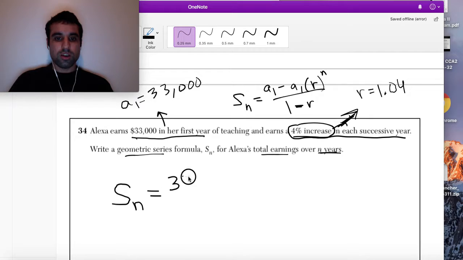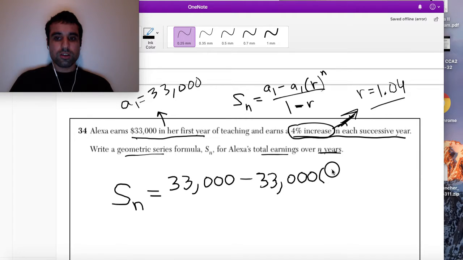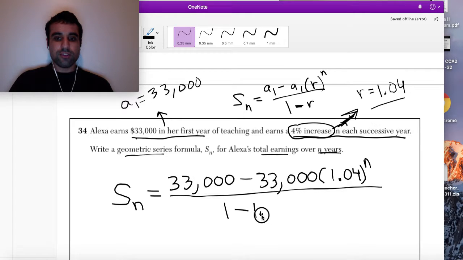So for A1, we're going to substitute 33,000, minus A1, 33,000, times the common ratio, which is 1.04, to the n, which is years, all divided by 1 minus the common ratio, which is 1.04. That's all there was to it. That's all we really had to do. So boom, that's the first one done.